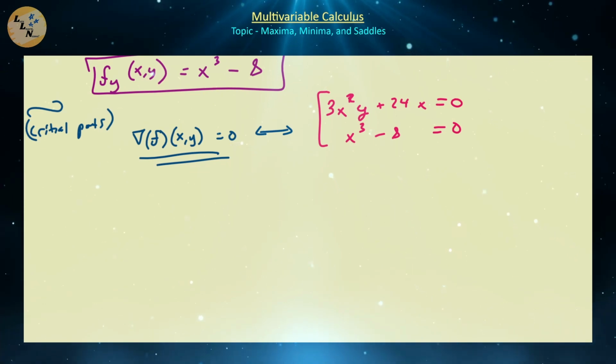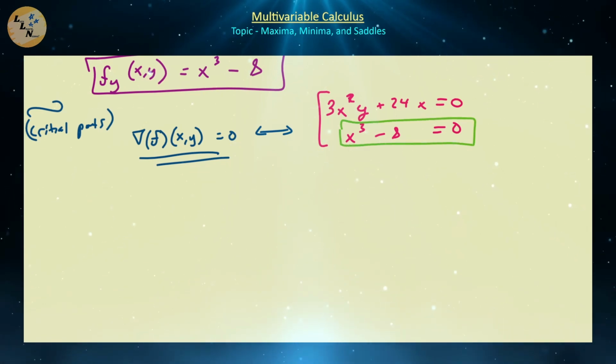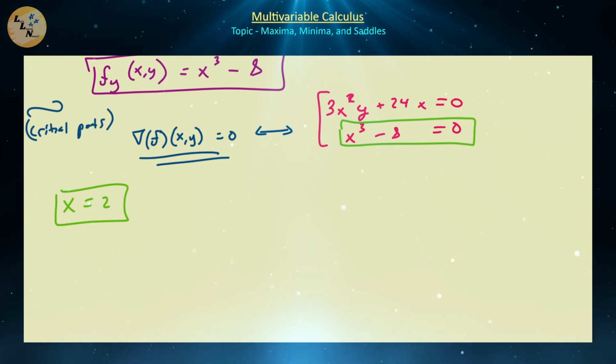So this is actually not too bad. The last equation only has x in it, so it's trivial to start there. So from equation 2, we should be able to see that x is equal to 2 is the only real solution that equation has. There are two complex solutions, but we're looking only for critical points, which are in the set of real numbers, for this particular problem at least.